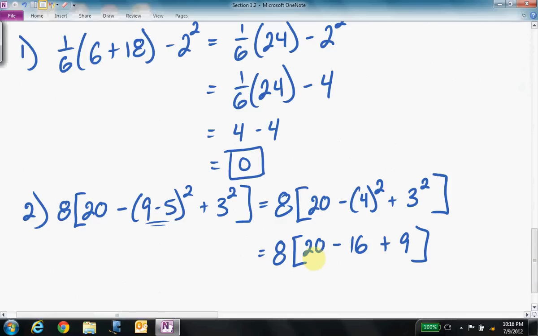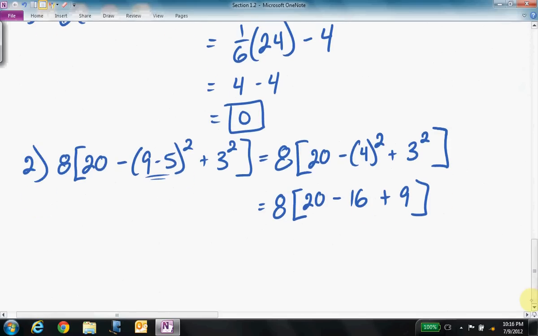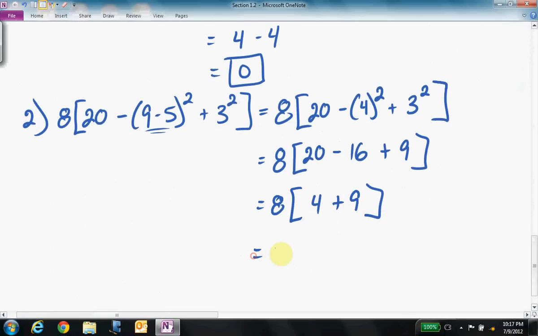So reading like a book, 20 minus 16, I have to do that first. So 20 minus 16 is going to give me 4. I'm going to drop down my plus 9. And now I see 8 times, well, 4 plus 9 is going to give me 13. So I finished my entire grouping symbol. The only thing left is a little bit of multiplication. So we get the answer 104.